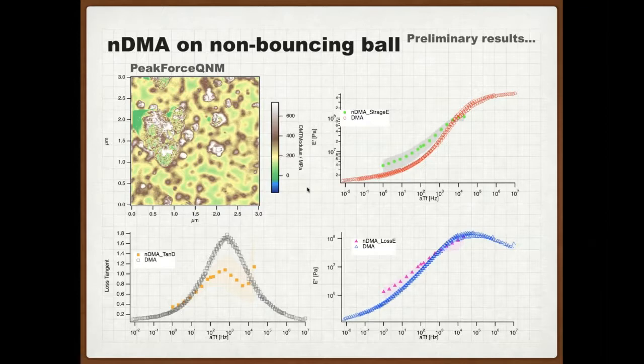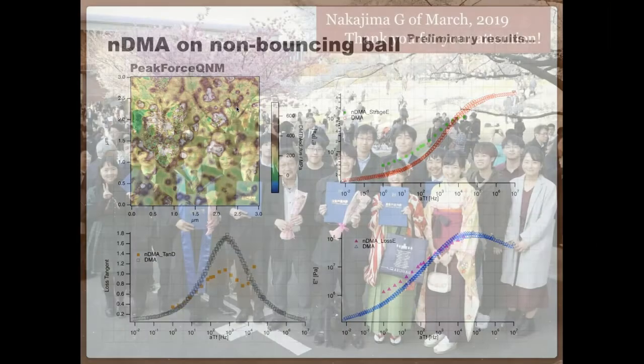Then we did a nano-DMA measurement, and this is the storage modulus, this is loss modulus, and this is loss tangent. We still have some deviation between the macroscopic data and the nanoscopic data, but this is a preliminary result. After repeating this measurement, we may resolve it quite nicely. I think this nano-DMA is really, really powerful. The details of nano-DMA will be explained by Beat. So I will finish my presentation here.